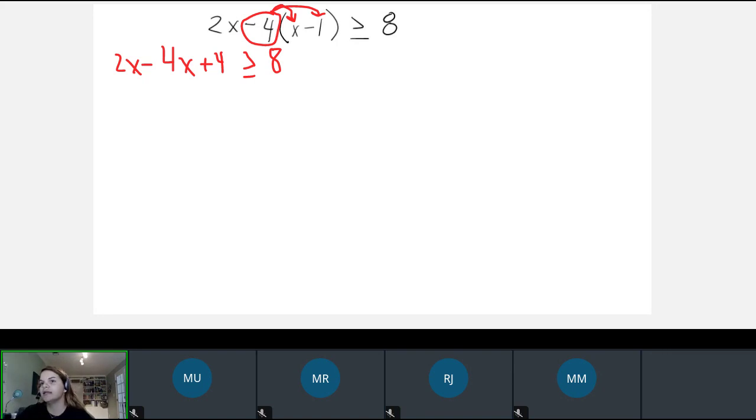Alrighty, so the next thing that I'm going to do is combine my like terms. So I have 2x minus 4x. Those are on the same side already. So I'm just going to go ahead and subtract those. So I'm going to get -2x plus 4 is greater than or equal to 8.